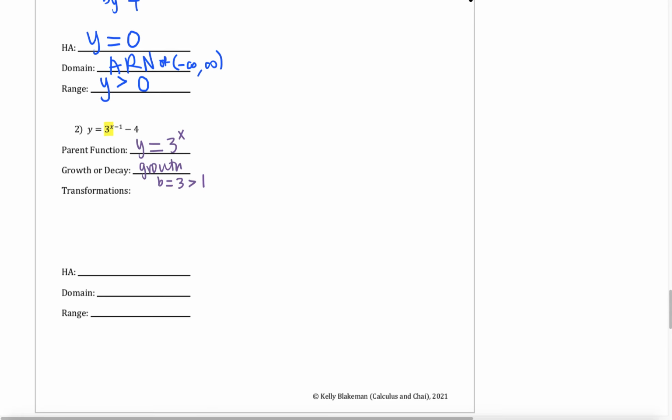Now we need to identify our transformations. So I know for sure I have at least one transformation because my original equation is not just 3 to the x. Why don't you guys pause the video here and determine how many transformations we have. So in this case, we have two transformations. We have that -1 that's happening in the exponent, and we also have this -4 that's happening outside the function. So we're going to need to list both of those. Why don't you guys pause the video and list these two transformations in order in which we would apply them.